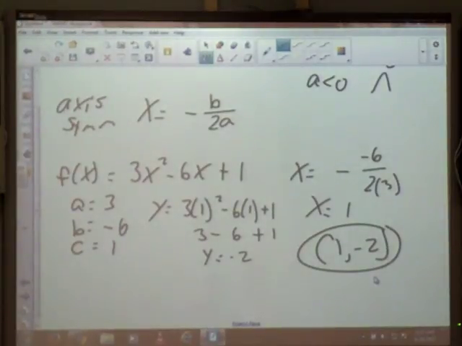Well, we get closer. Now, is this parabola from that point going to be here or here? Top or bottom? Okay, what's our A? 3, which is a positive number. So it's going to open up.